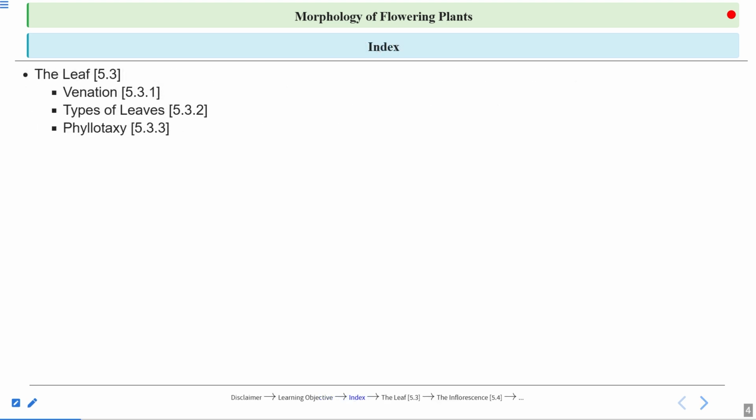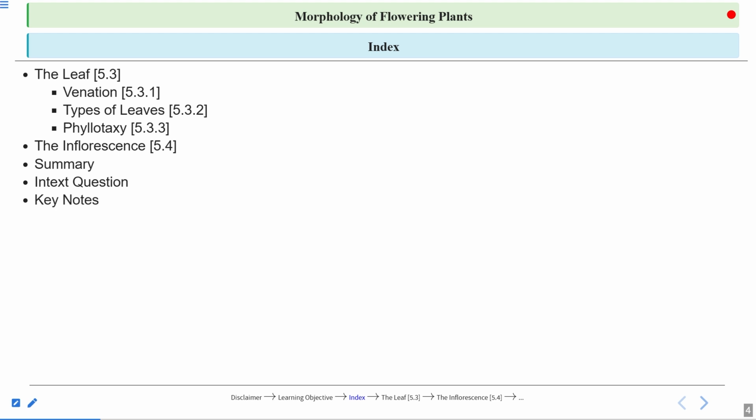Okay, so we'll talk about the leaf, which is NCERT section 5.3. Within this, we'll talk about the venation. We'll talk about the types of leaves and phyllotaxy. We'll also talk about the inflorescence, which is NCERT section 5.4. Then I'll summarize this entire session. We'll discuss some in-text questions, which are basically NCERT-based questions related to these two topics, leaf and inflorescence.